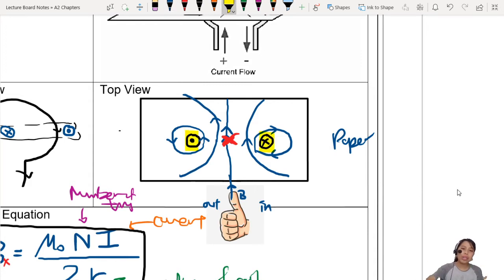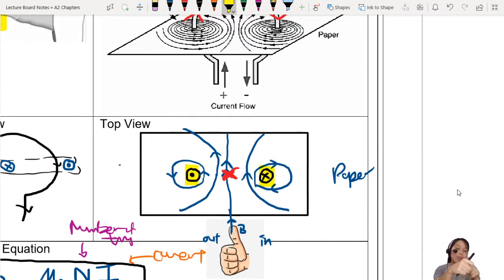So there's a few ways you can do this. What do you want your thumb to be, B or I? It depends. If your fingers are I, then your thumb is B. If your thumb is I, then your fingers are B. We can use it both ways.